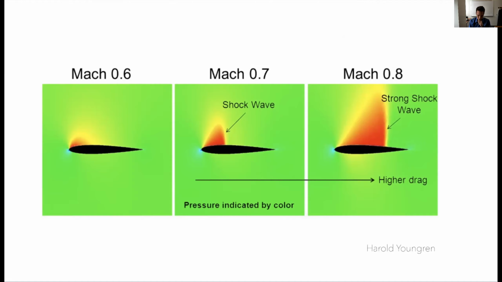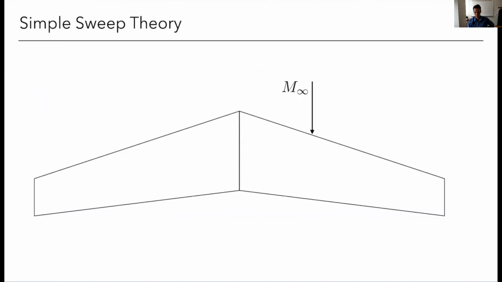Okay, so one really impactful idea in flight, especially for transport aircraft, is what's called simple sweep theory. Simple sweep theory was developed independently by Adolf Busemann in Germany and R.T. Jones in the US around the time of World War II, I think just about after that. R.T. Jones had proposed this idea using some concepts from subsonic theory.